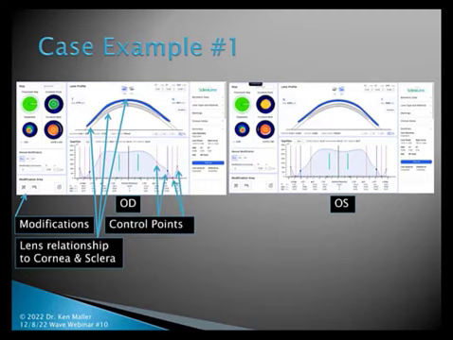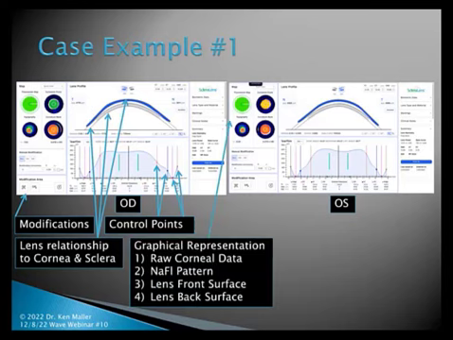There are the 4 control points, the red, blue, pink, and black, and you have total control over where those go, but you're basically putting those where you can get the biggest bang for your buck, so you can design the lens exactly how you want to design it. And the graphical representations, those are those 4 graphics in the upper left-hand part of the screen.